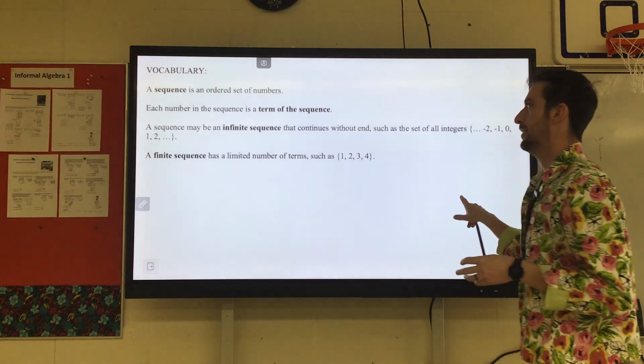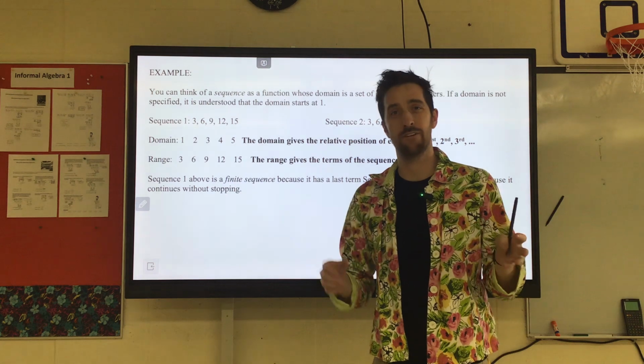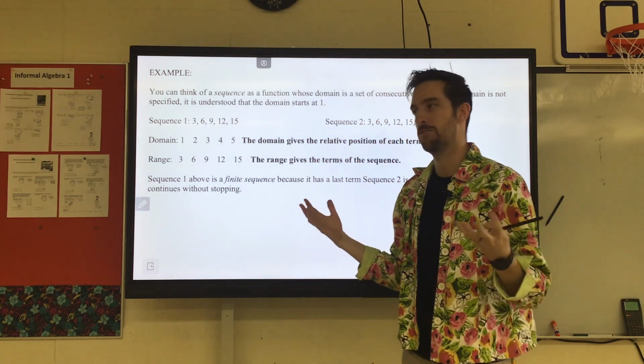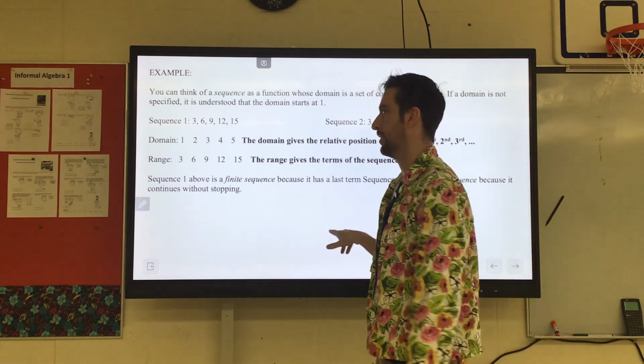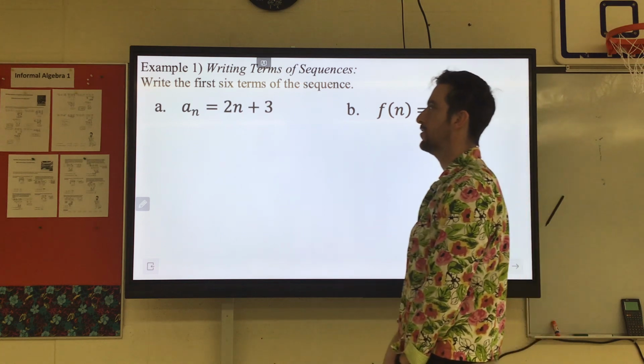So if you look, they have an infinite sequence, which goes on forever, so you'd see a dot, dot, dot, and then a finite sequence ends. So it might just be 8 terms or something like that. So let's see what we've got. Write the first 6 terms of the sequence.